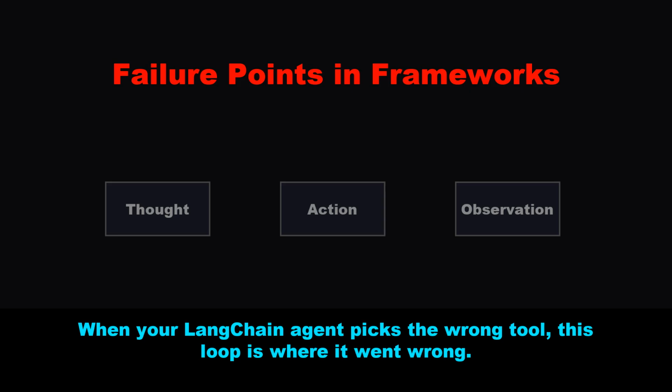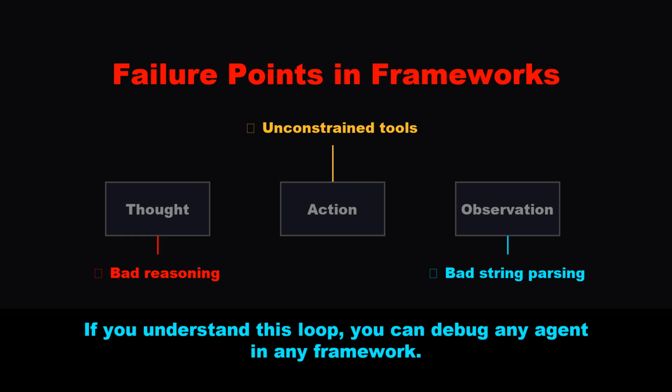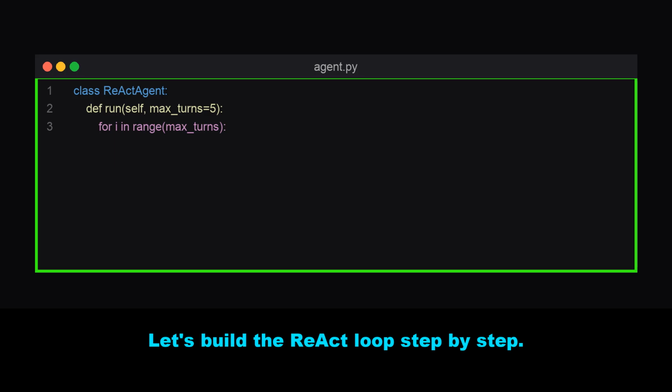When your LangChain agent picks the wrong tool, this loop is where it went wrong. The thought was bad, or the observation wasn't parsed correctly, or the system prompt didn't constrain the action space. If you understand this loop, you can debug any agent in any framework. Let's build the ReAct loop step by step.